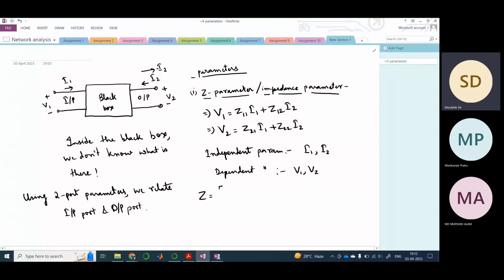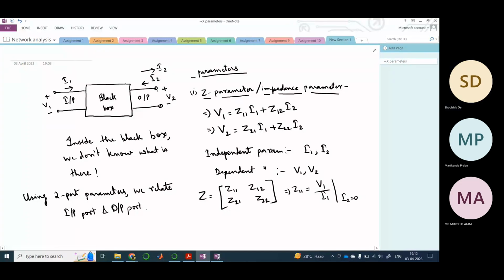So what is Z matrix? The impedance matrix. We write it as Z11, Z12, Z21 and Z22. So what is Z11? For finding Z11 we need to make I2 0, that is short this, I'm sorry, open this side, right? Because if you are making I2 0, that means your Z2 is infinity, so you are basically open circuiting the output. So Z11 would be V1 by I1 when I2 is 0.